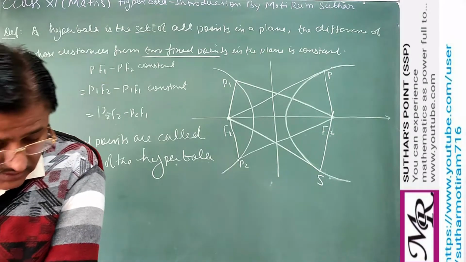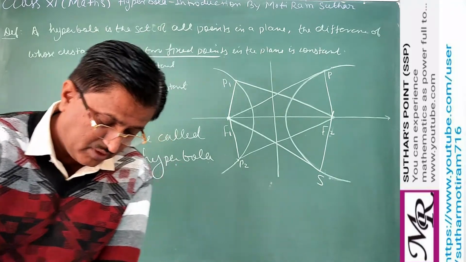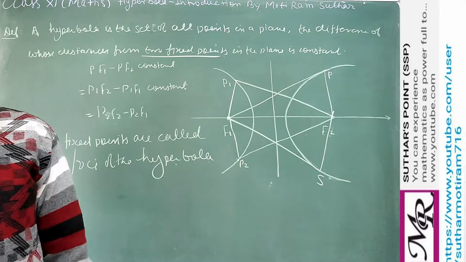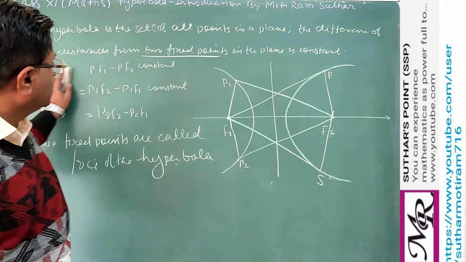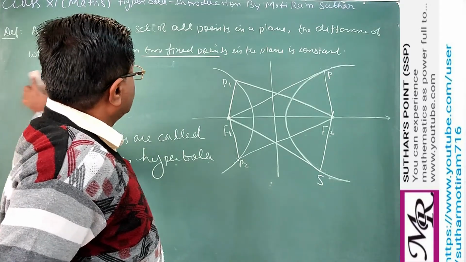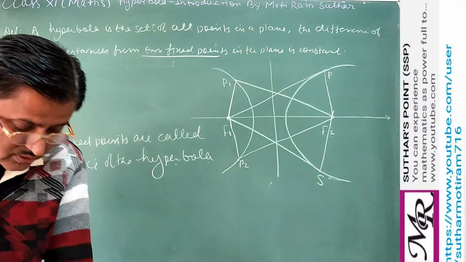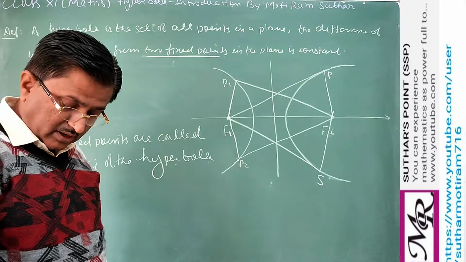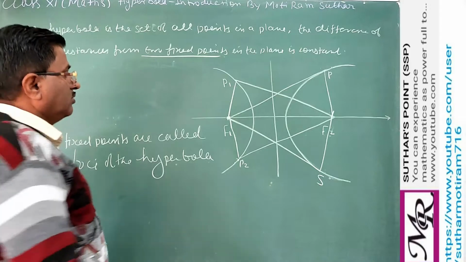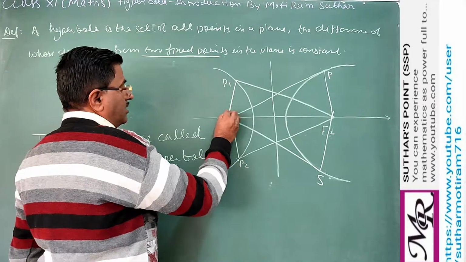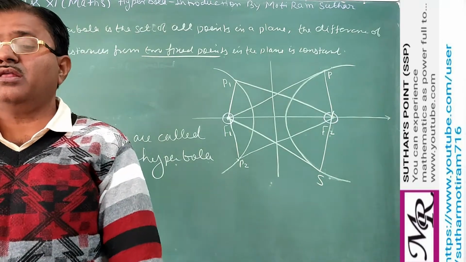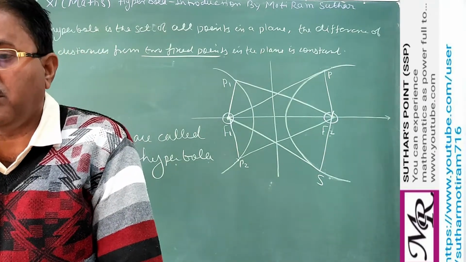Similarly, you can see some more terminology as we have drawn in the case of the ellipse. Like in the ellipse, you studied many terminologies, so here also we have to use them. First is the midpoint of the line segment joining the foci. So what are the foci? These two points F1 and F2 are called the foci of the hyperbola.